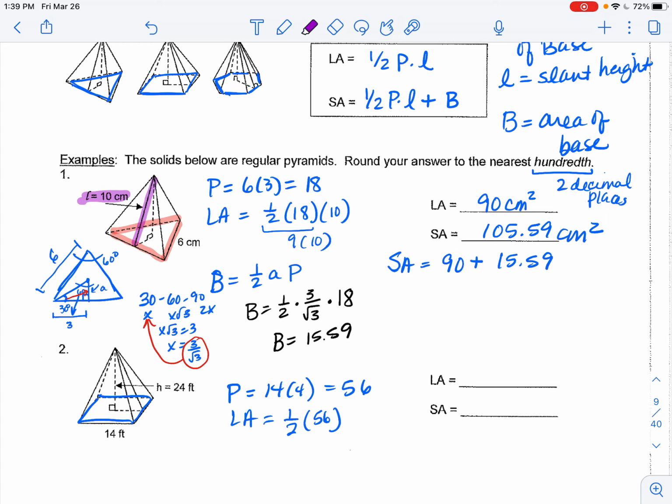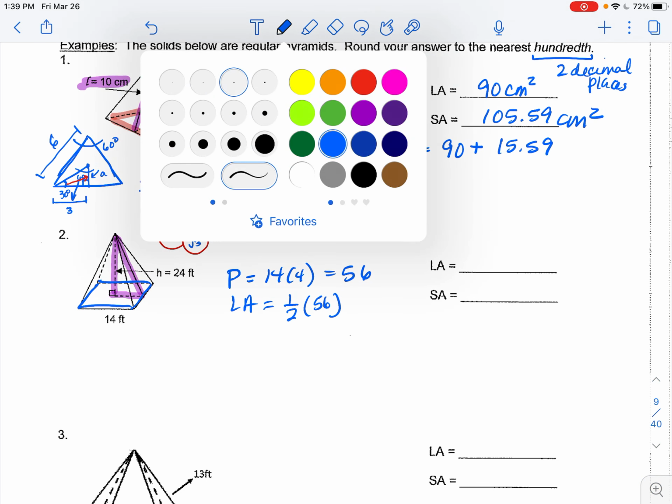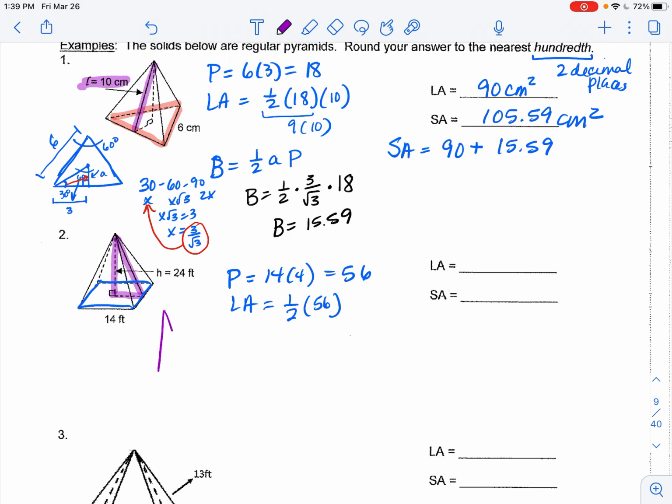Oh, we don't know the slant height. Okay, so on this one, look what we're given. We're given the vertical height. Okay, but you can see that this is a right triangle here in the center. So I'm going to go ahead and draw that so we can figure out what that slant height is. The slant height is the hypotenuse. Okay, so if 14 is the length of the whole side, then half is the base of this triangle. And the vertical height is 24.